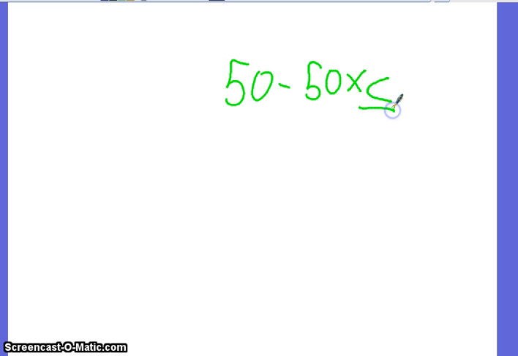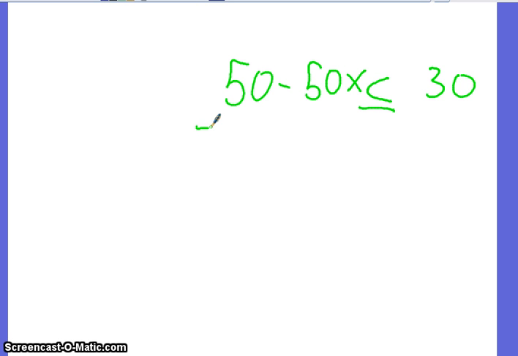Okay, one more. 50 minus 50x is less than or equal to 30. So that means we do the line under it? Yep, less than or equal to 30. So this means the number could be that or anything less than it. So we're going to do the closed in circle.